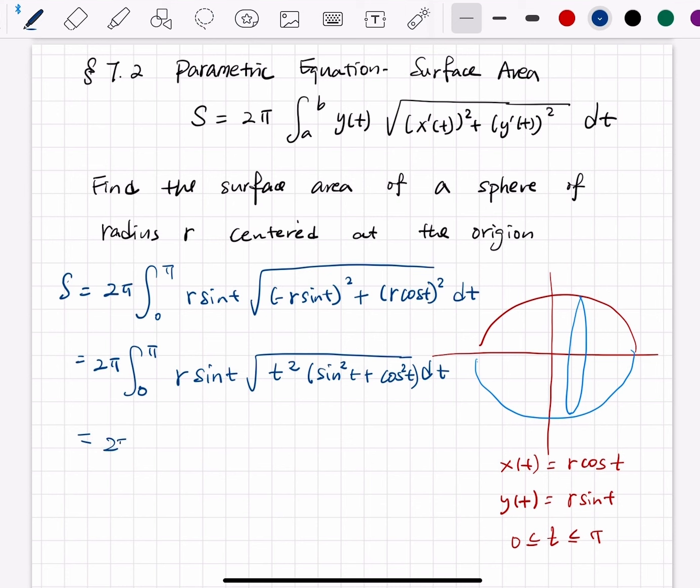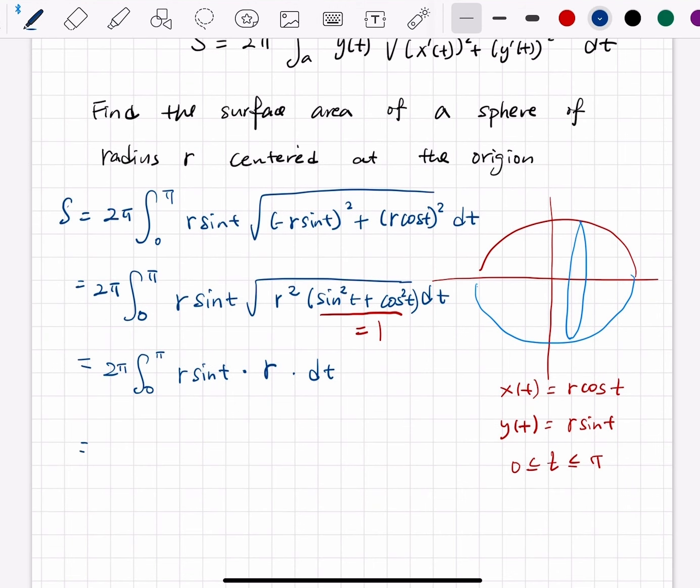And we ended up with 2 pi times the integral of r sine of t times, this is a typo, it's supposed to be the square root of r squared, times dt. Still the same thing, sine squared plus cosine squared is equal to 1. Then the square root of r squared is just r by itself. So we ended up with r squared sine of t dt.